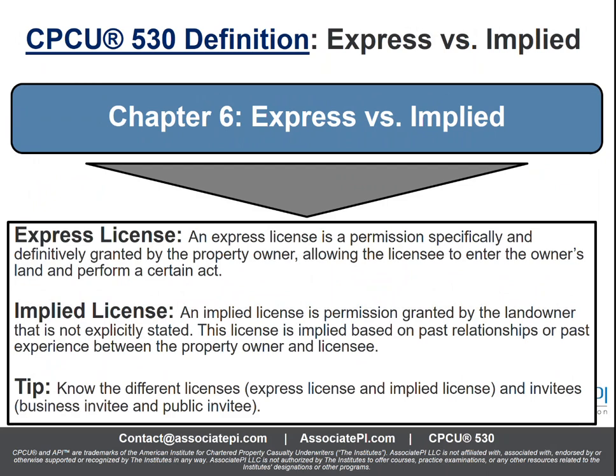Also know, side note, also know about invitees. This is the same chapter, so know what a business invitee is and a public invitee. Very similar to express license and implied license. So it's kind of the same topics there, same concept. So make sure you memorize all of those while you're at it.